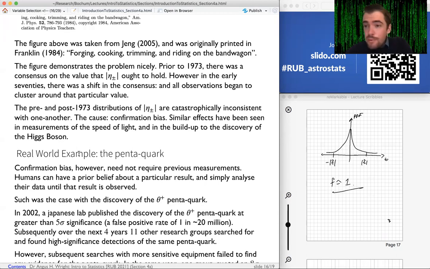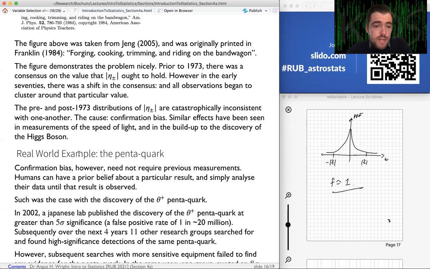An excellent example of how this occurs in physics and in astronomy is the existence of the pentaquark. So in 2002, a Japanese lab found an exotic baryon that was made up of 5 quarks, not the usual 3. It's called the theta plus pentaquark. And they found it at greater than 5 sigma significance, 1 chance in 20 million of it being a false positive.